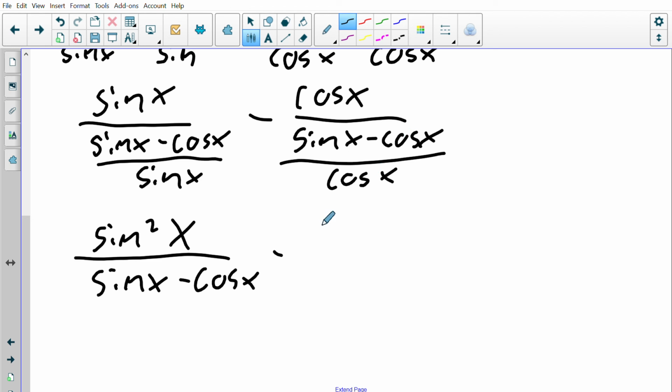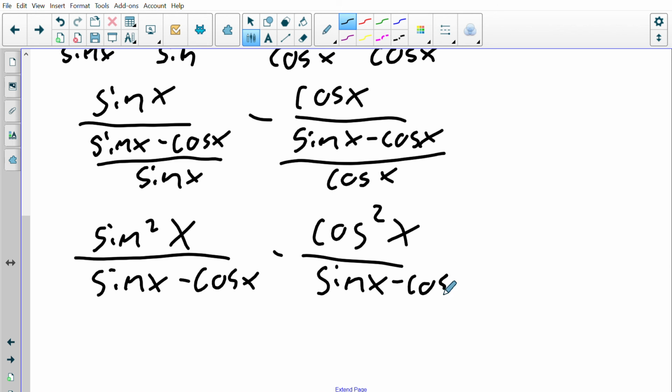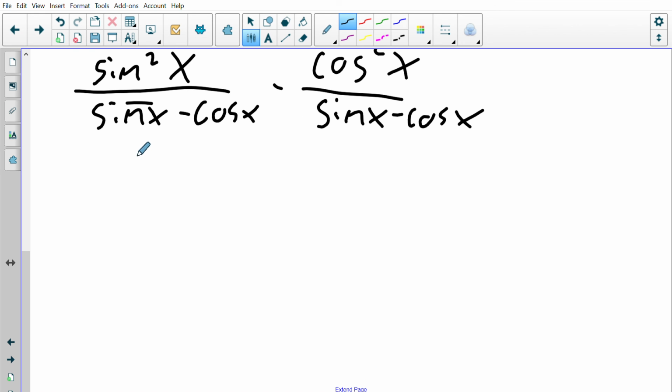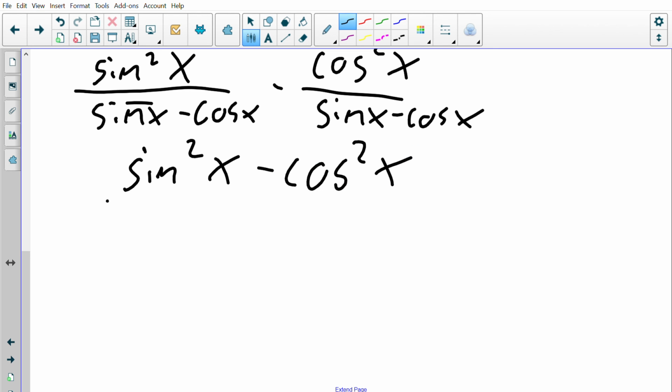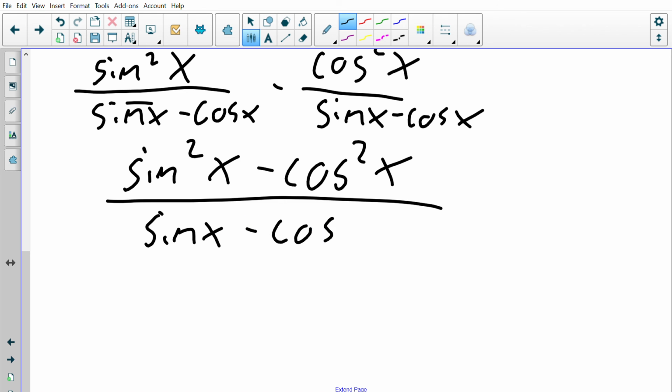Same thing on this side. So now I have common denominators. I can combine these fractions. So then I would have sine squared x minus cosine squared x all over sine x minus cosine x. If this was plus, it would just be 1 and we were done. But because it's minus, we have to factor.